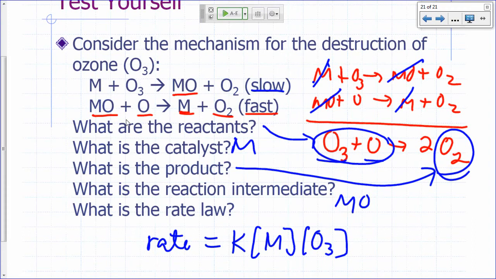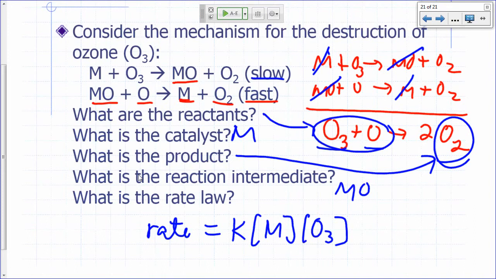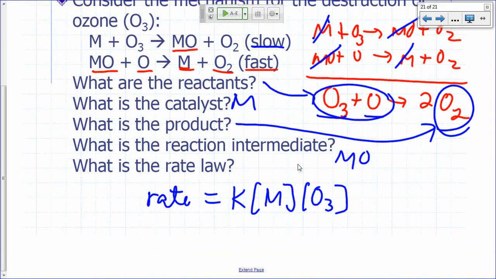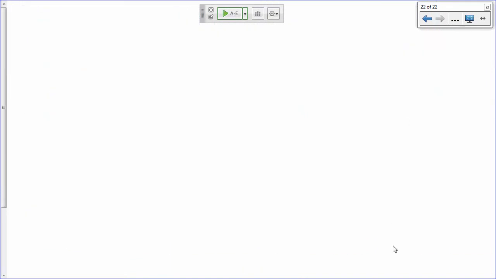Okay. What's the molecularity of the second step? Also two, bimolecular. Although you might say that's an atom. When we talk about molecularity, we'll treat an atom as though it's a molecule. Okay, so that's also bimolecular. Right? And that's it for that lesson.